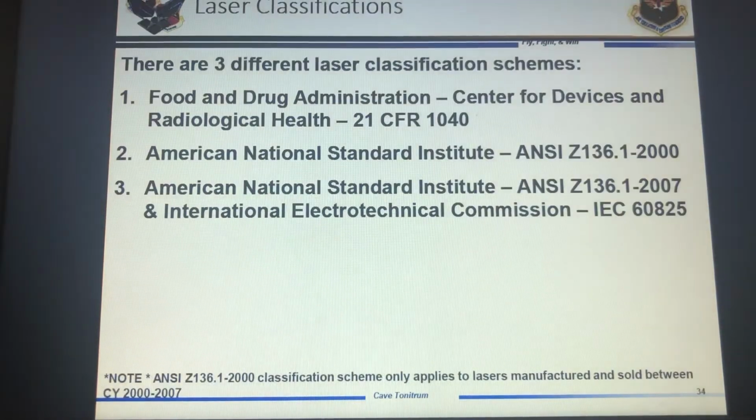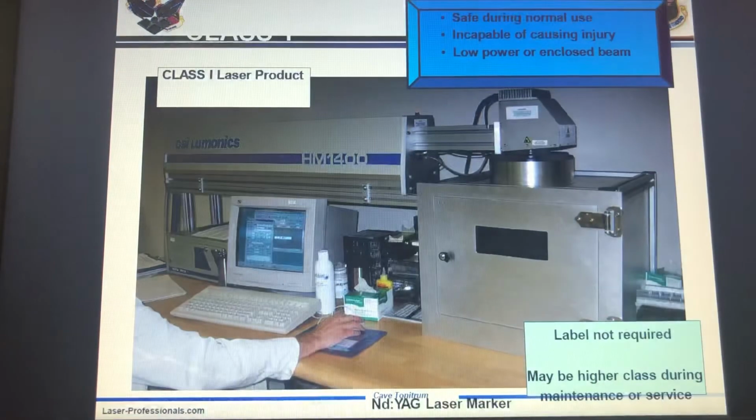The classifications for lasers follow 3 different groups: the FDA and ANSI standards, and then the IEC, the International Electrotechnical Commission. So these are Class 1 lasers.